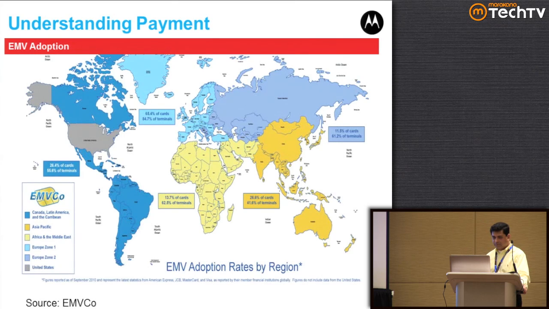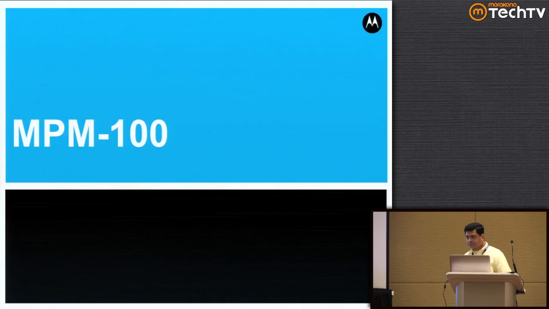Canada and Latin America is about 26% of the cards and 55% of the terminals. I didn't get a number for US, so probably it's less than Canada. That's what I'm thinking.